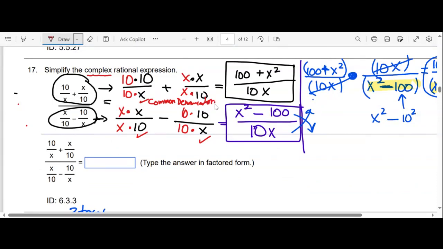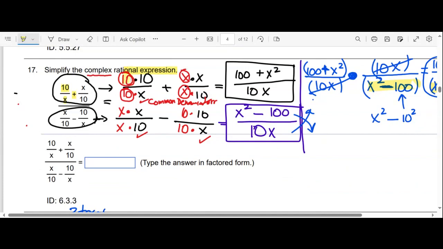How can I get a common denominator? Do I have 10 on the left side? No, I don't have. So I have to add 10 here, multiply in the bottom and the top. Okay, I have x here. Do I have x on the other side? No, I have to add x here. Is this clear? Yes. Clear.